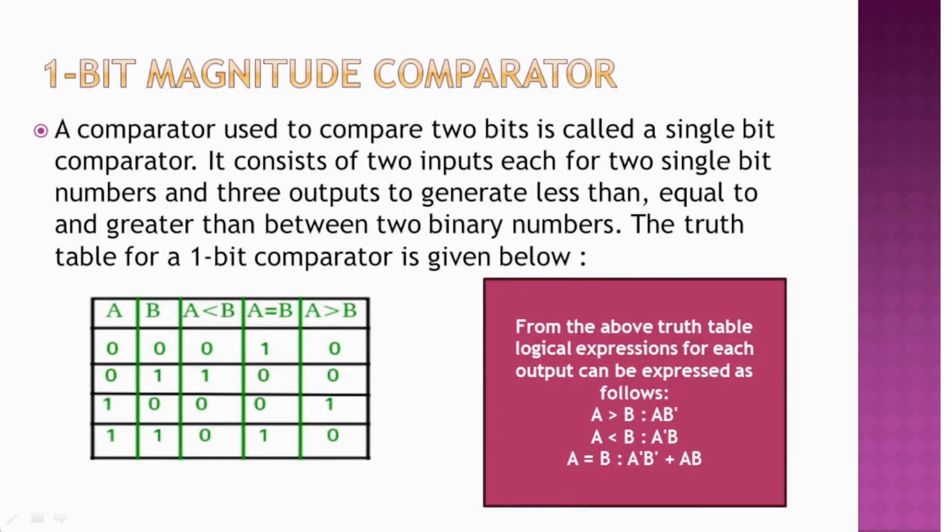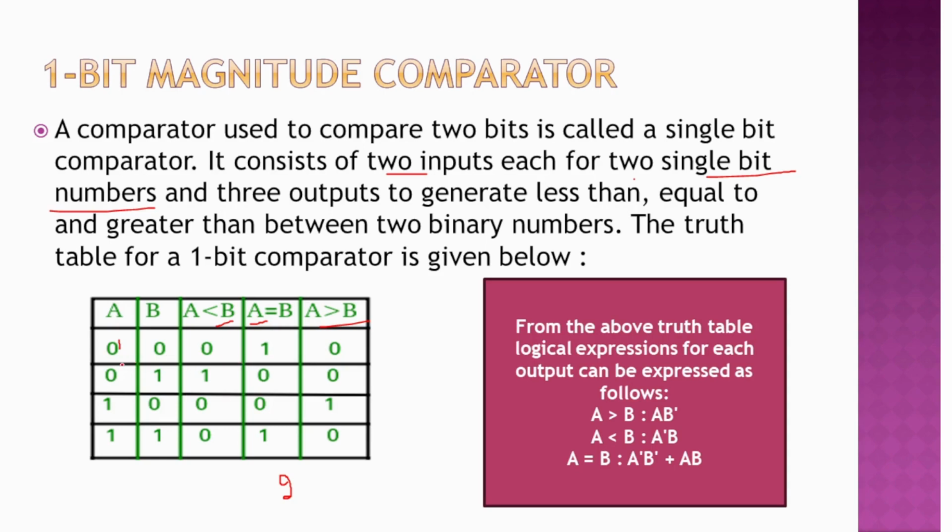1 bit magnitude comparator. In a 1 bit magnitude comparator, it has two inputs, one is A and another is B, each consisting of a single bit value, and it provides three outputs: A is less than B, A is equal to B, and A is greater than B. As usual, to fill the truth table, the A column is filled with 0011 and the B column is filled with 0101.